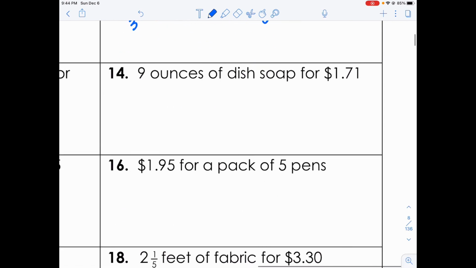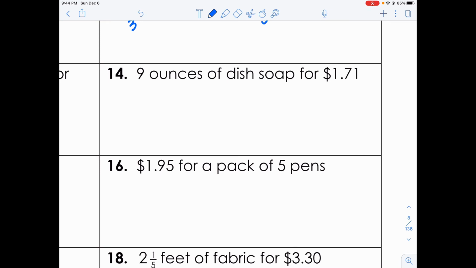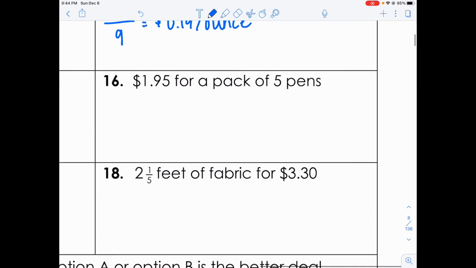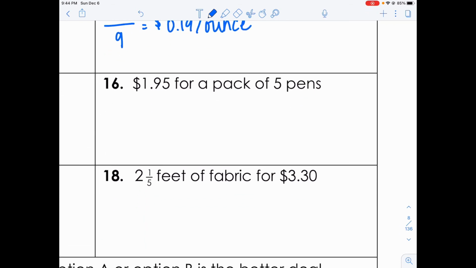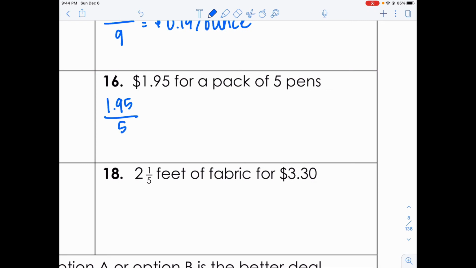Moving to 14, 9 ounces of dish soap for $1.71. So I'm going to do $1.71 divided by 9. That is 19 cents per ounce. Number 16, $1.95 for a pack of 5 pens. That's $1.95 divided by 5. Putting that in my calculator, I should get 39 cents per pen.